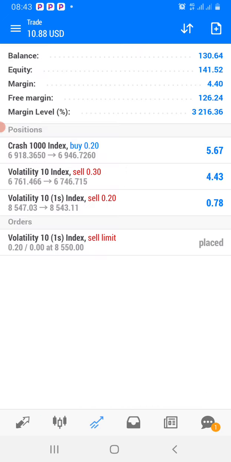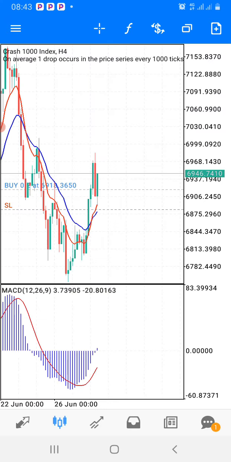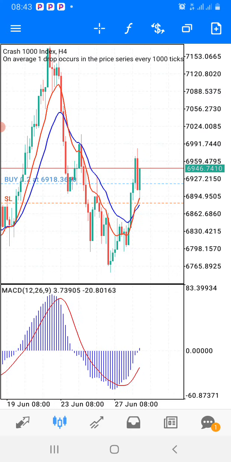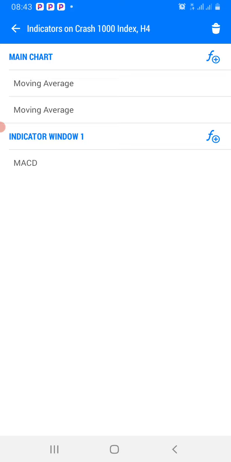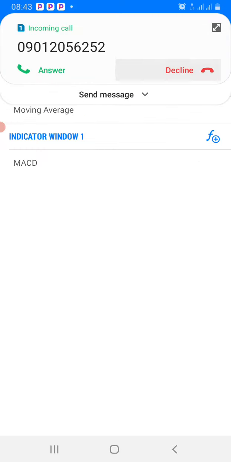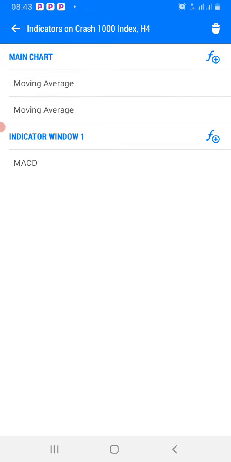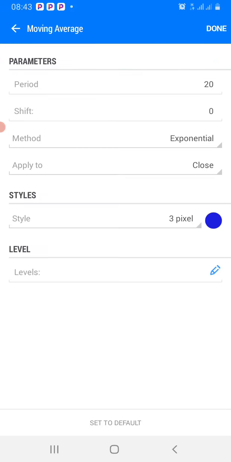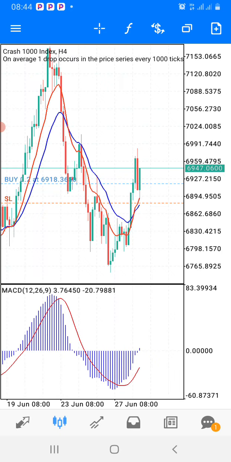So, guys, I'll show you the parameters for this strategy so you can start using it in case you don't know the parameters. It's just 3 indicators we need right here for this strategy, guys. The first is the moving average, which you set on period 20, shift 0, method exponential, apply to close, the style 3 pixel. Okay, then you click done. You set the color to blue, guys.